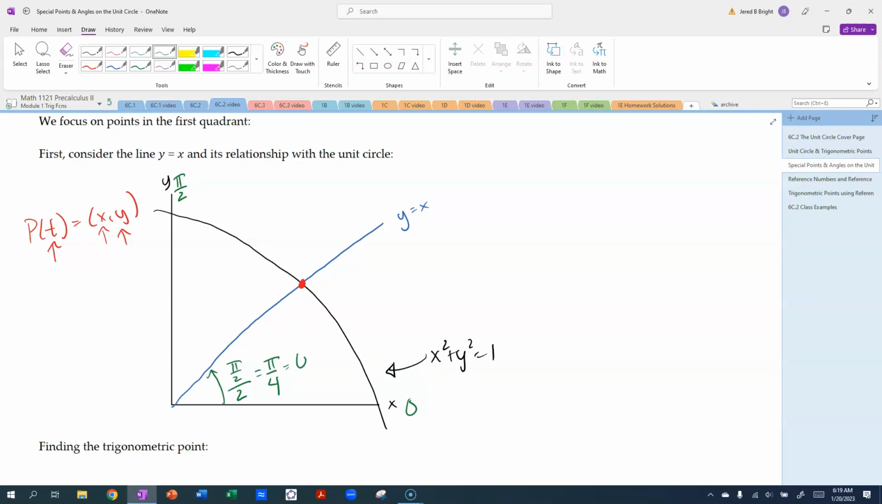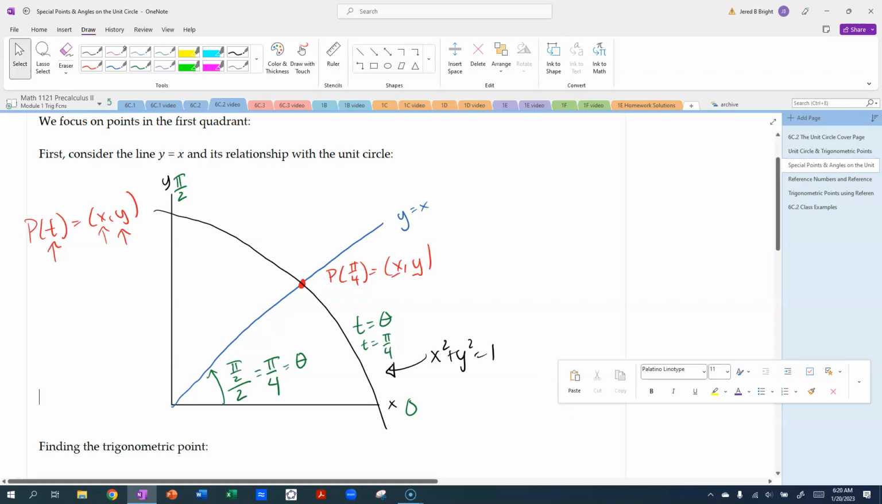So this is our angle theta, and remember, on the unit circle, t is equal to theta, so t is equal to pi over 4. For this point, we have a start to it. We have P of pi over 4 is equal to x and y, and remember, these are going to be the same value. So now our job is to find x and y.